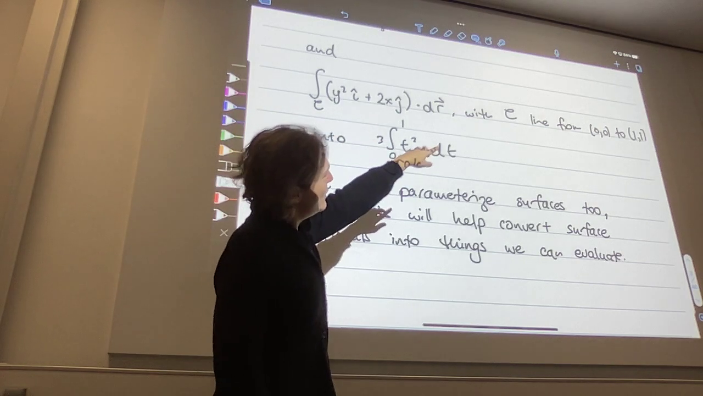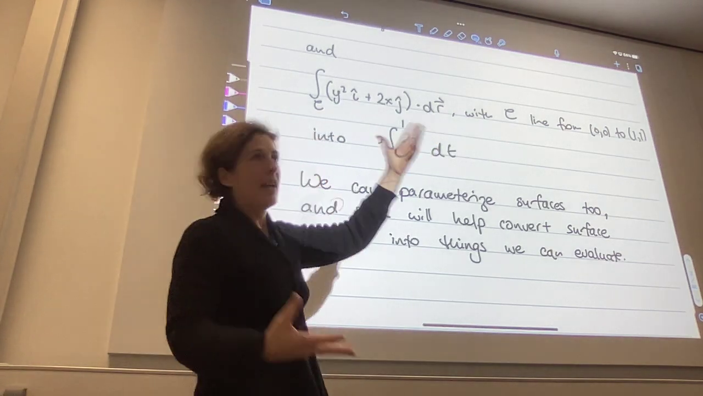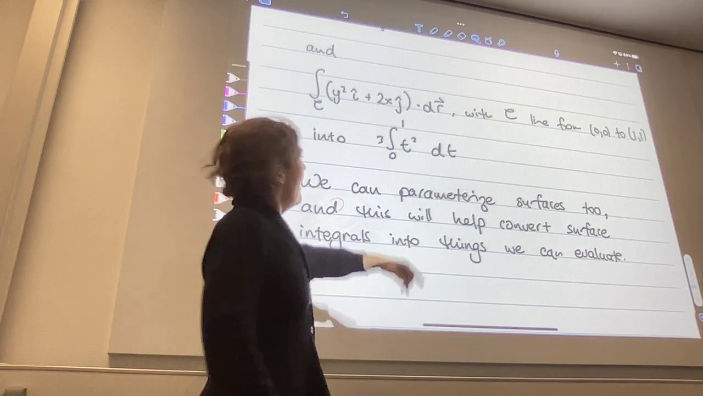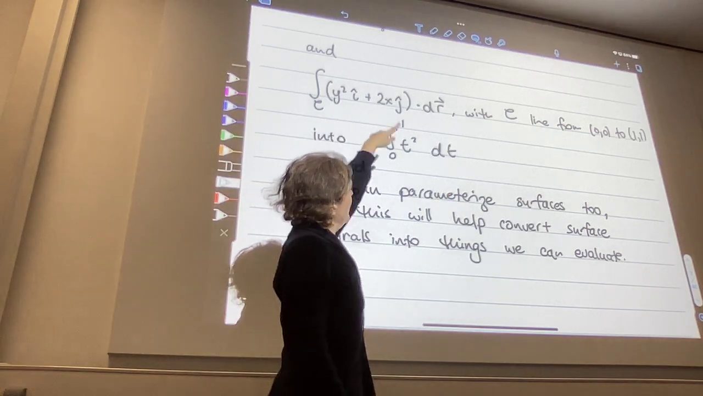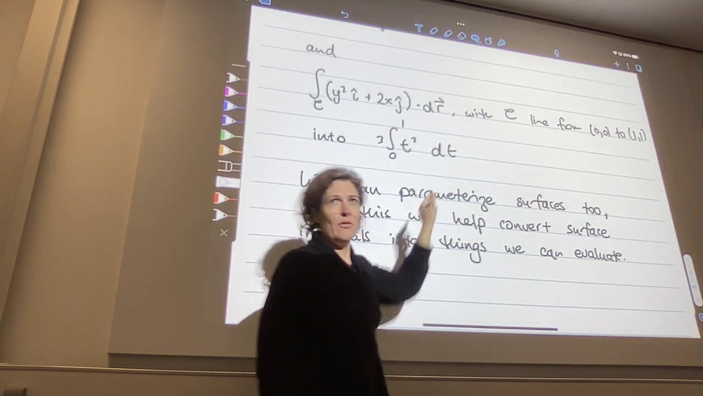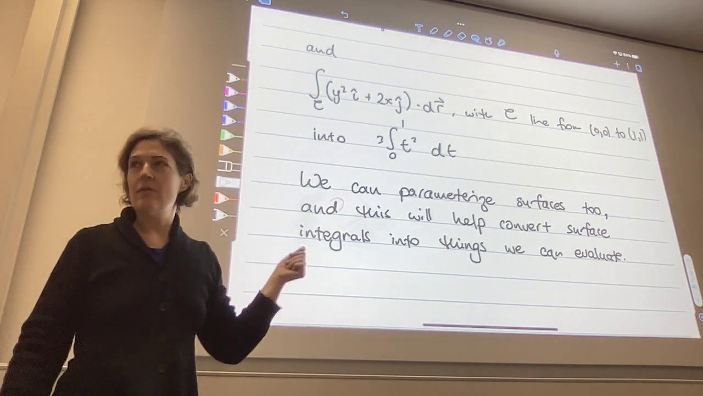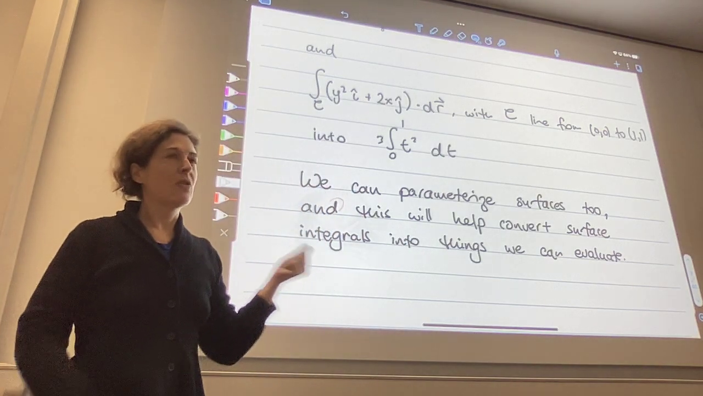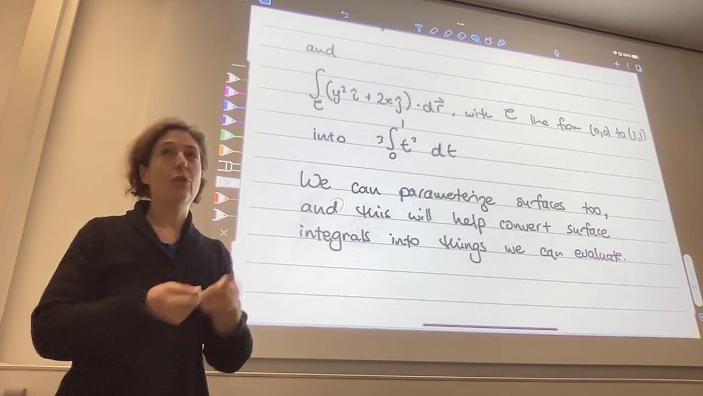Similarly, one of the problems that we did said, okay, here we've got a vector field, and we want to integrate it around this line here. Again, we parameterized that line, and that enabled us to take that hairy equation over there and turn it into this quite sweet little single integral. Okay, so the key here was parameterization of the curve.